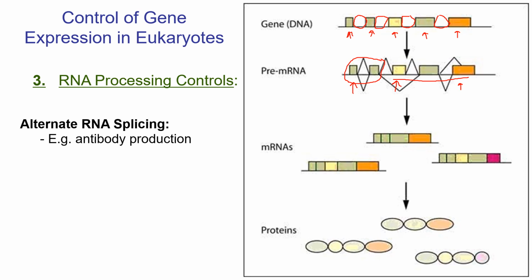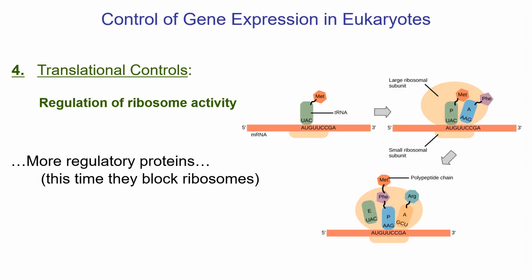So in the past, I've said that one gene codes for one protein. It's actually more complicated than that in eukaryotes. Not in prokaryotes. Prokaryotes don't do this. But in eukaryotes, it is possible to have one gene that can code for a number of similar but slightly different proteins. We also have control at the level of translation.